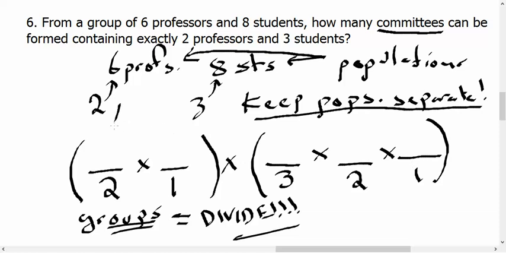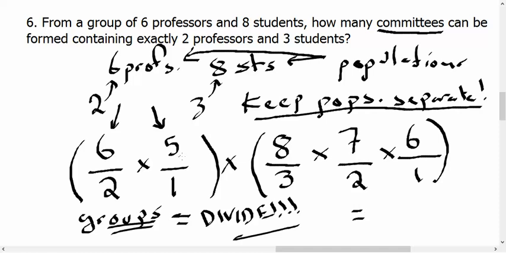We had 6 professors, so for the first one, I can choose any of the 6. For the second one, I can choose any of the 5 that are remaining. We have 8 students in all, which means that for the first student, I can choose any of those 8 students. For the second one, any of the 7 remaining. And then for the third one, any of the 6 that are remaining after that.